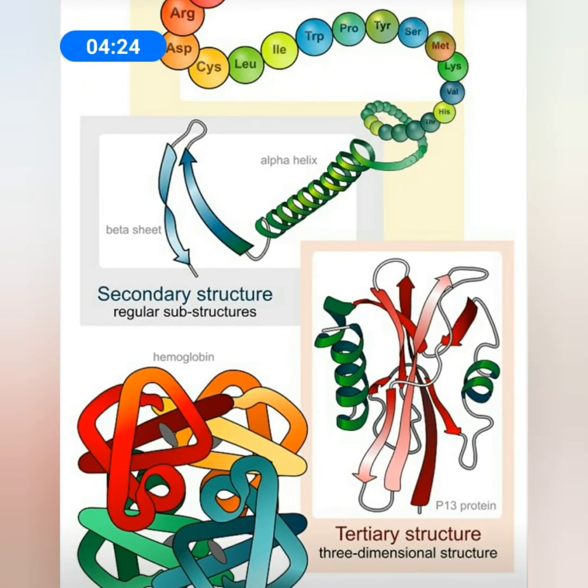You can see here also the tertiary structure, the three-dimensional structure. You can see many anti-parallel or parallel beta sheets, then alpha helices, the beta turns, the loops. All these fold together to form a tertiary structure.